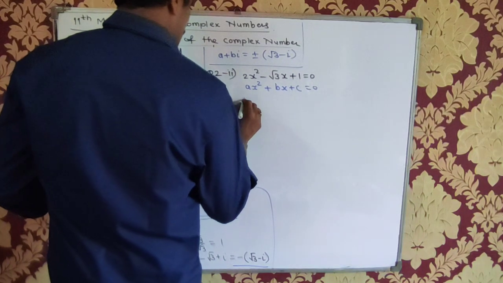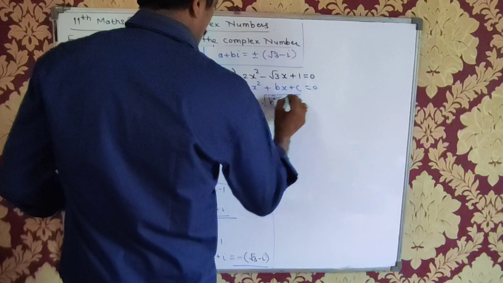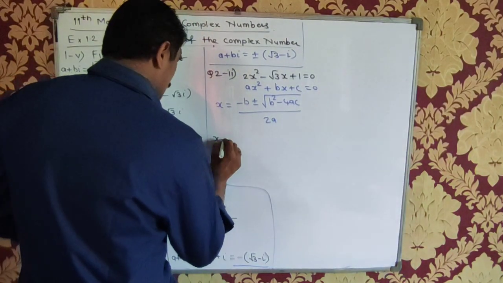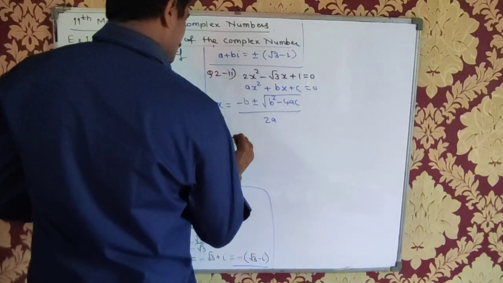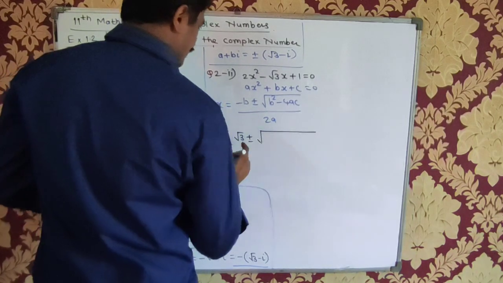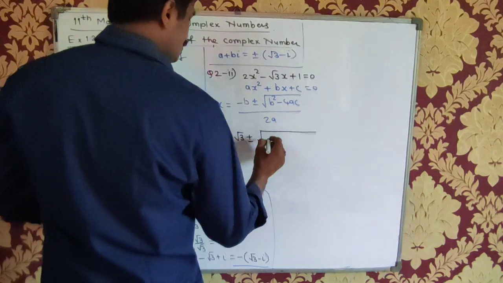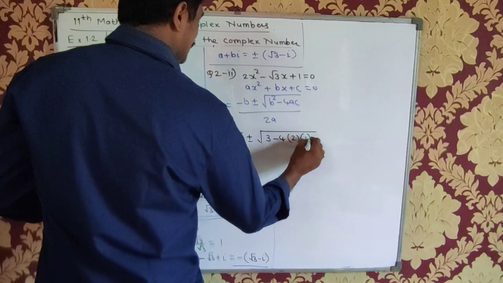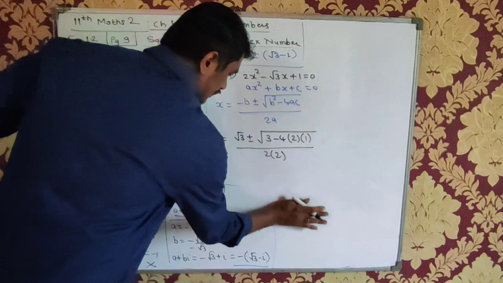x is equal to minus b plus or minus square root of b square minus 4ac upon 2a. Substitute. Therefore x is equal to minus b. b is minus root 3, so minus b is minus of minus root 3, which is plus root 3, plus or minus square root of b square, minus root 3 square, which is 3, minus 4a, a is 2, c is 1, upon 2a, which is 2 into 2. Is this okay? Any doubts?